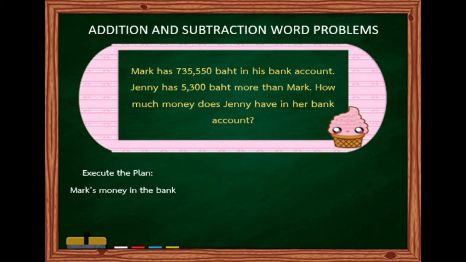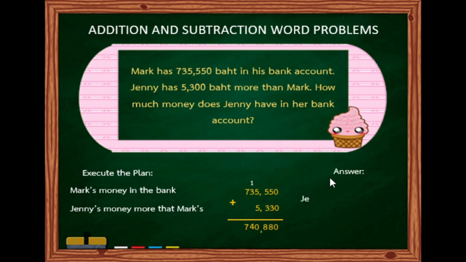So, Mark's money in the bank is 735,550. Jenny's money more than Mark's is 5,300. We need to add. That gives us 740,880. So Jenny has 740,880 baht in her bank account.